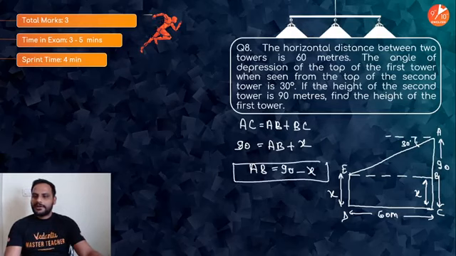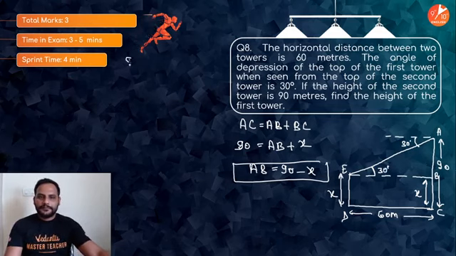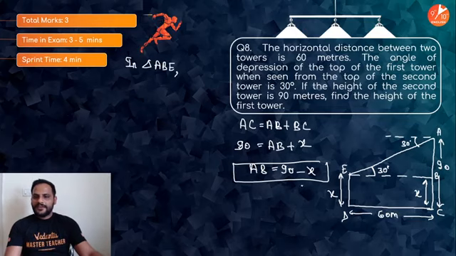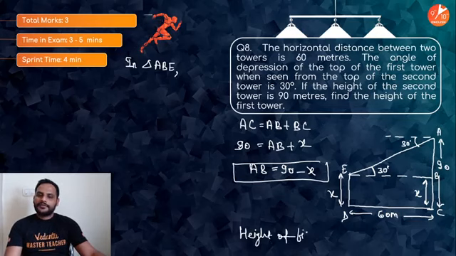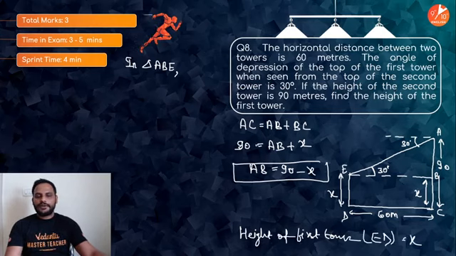And by vertically opposite angles, if this angle is 30, this angle will also be 30 degrees. Simple. Now in triangle ABE, if I get the value of x, I will get the height of the first tower. I have taken the height of the first tower, which is ED, as x meters. So I have to find x.